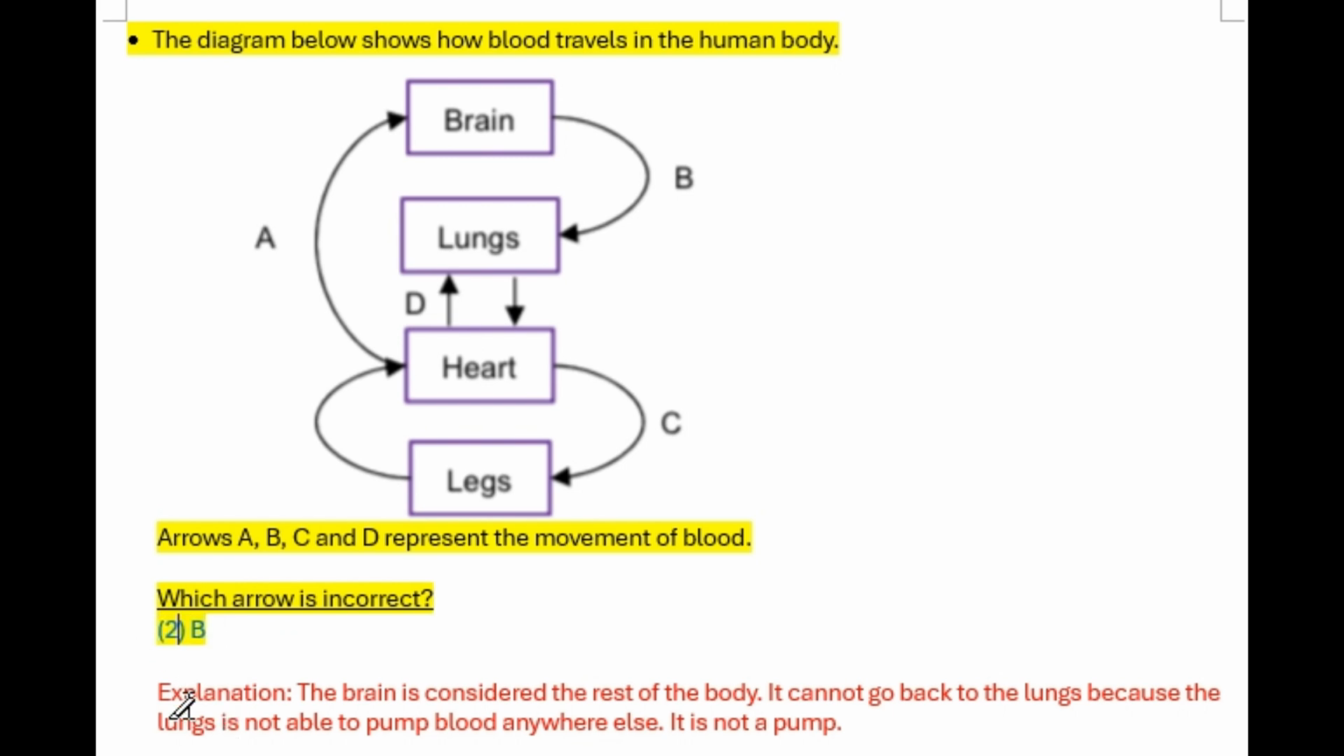Explanation: the brain is considered the rest of the body. It cannot go back to the lungs, because the lungs are not able to pump blood anywhere else. It is not a pump.